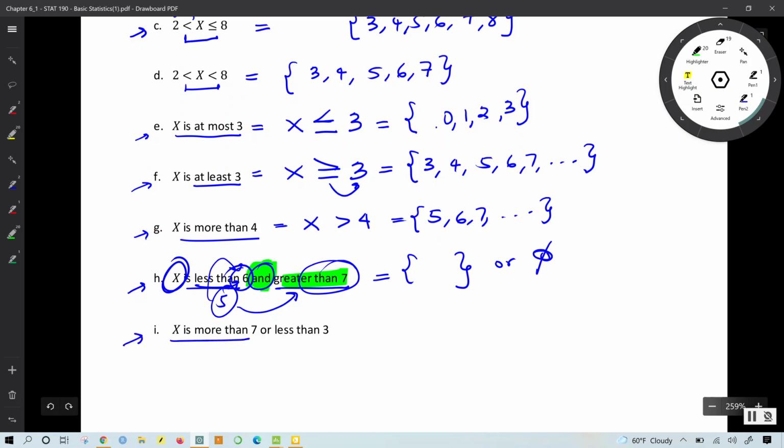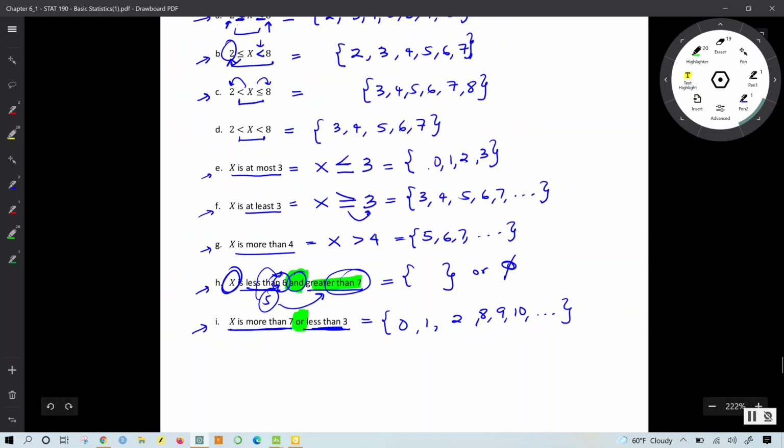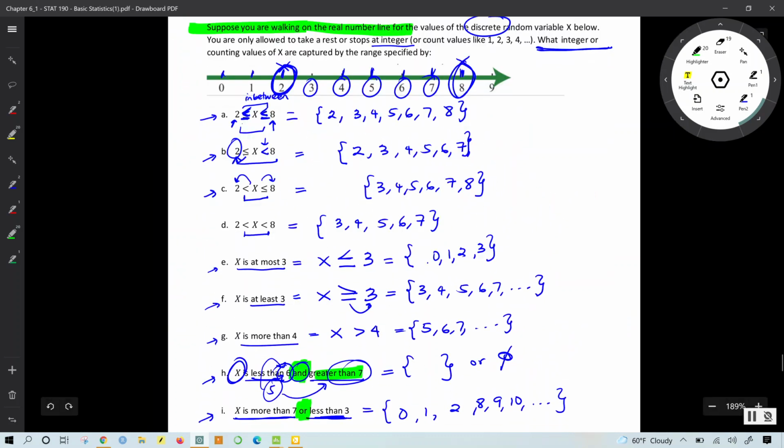Then, lastly, x is more than 7 or less than 3. The key word here is the word or. It means I can choose, it only needs to satisfy one of the conditions. Either it is more than 7, like 8, 9, 10, and so on, or it is less than 3. That will be 2, 1, and 0 in this case. So those are the possible integer values that we're talking about here.